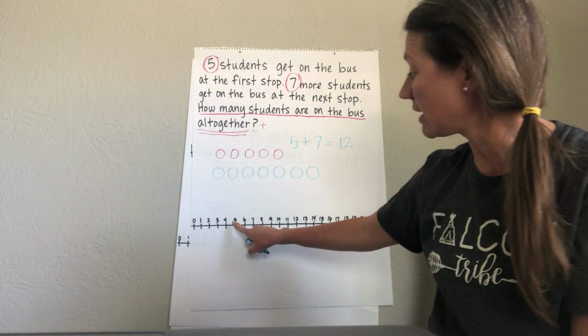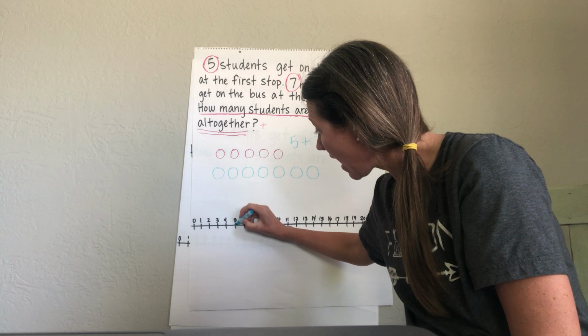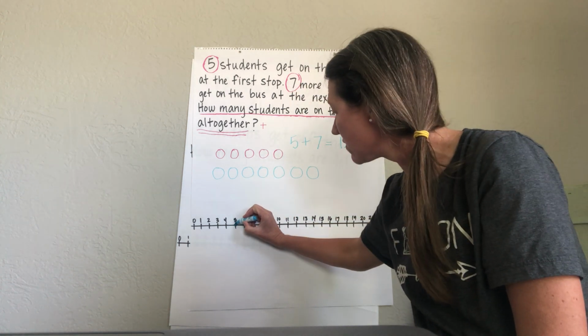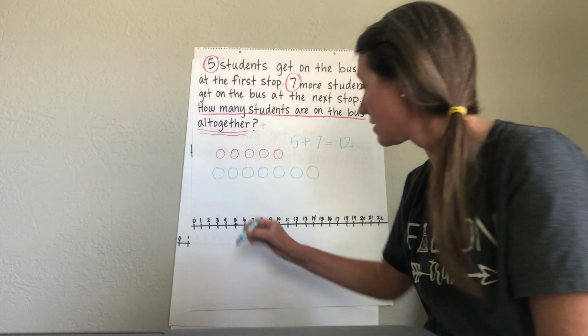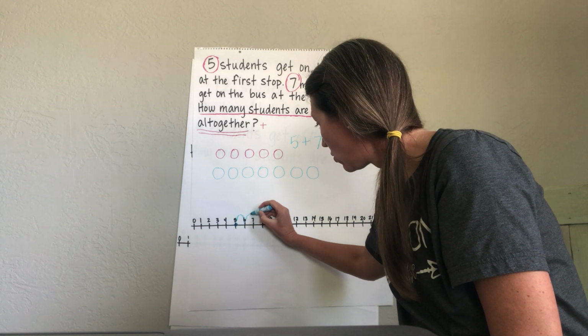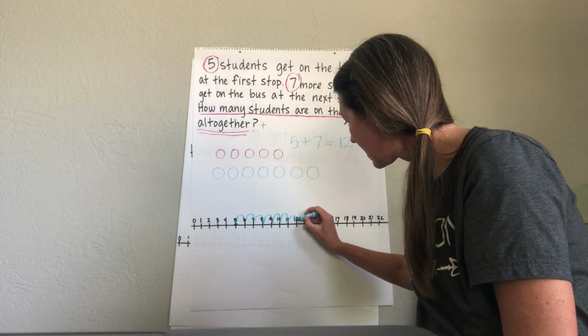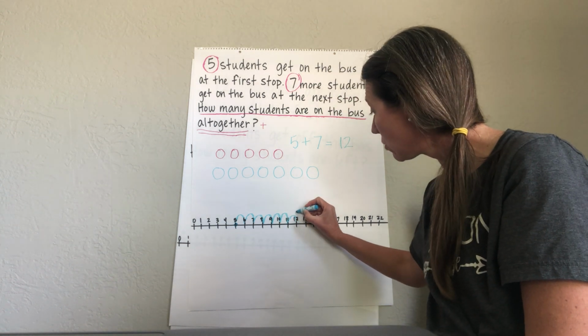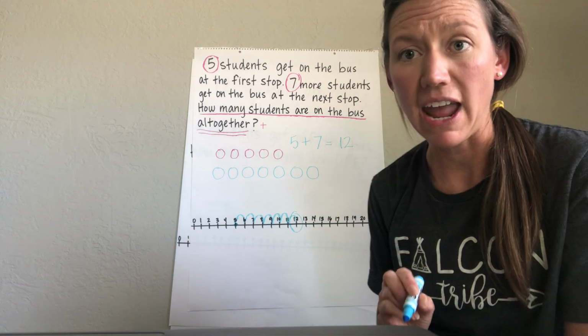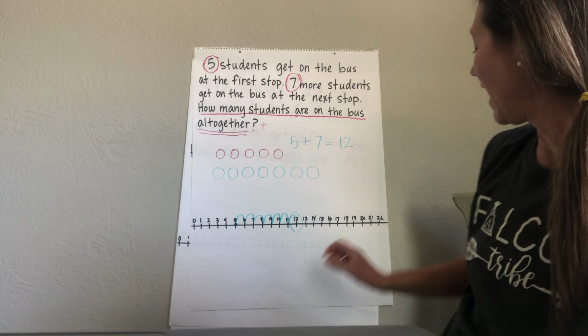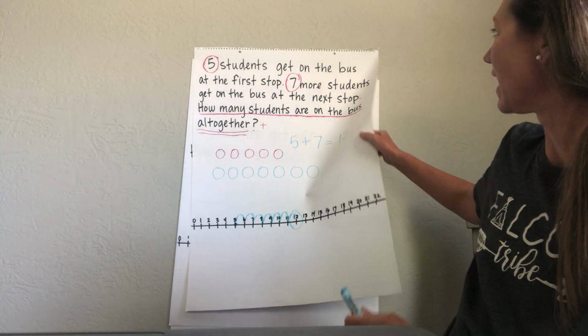The other way, I could use my number line. I could start on the 5, because that's where I had 5 students, and then I got 7 more students, and I can go up 7 spots. 7 frog jumps. So we go up 1, 2, 3, 4, 5, 6, 7. Oh, look, I landed on the number 12. That is a good way to check if I got the right answer. Okay, let's do another problem together today.